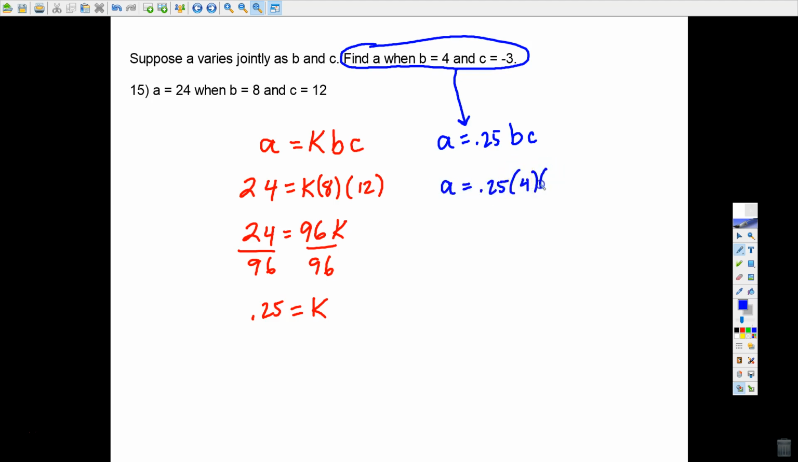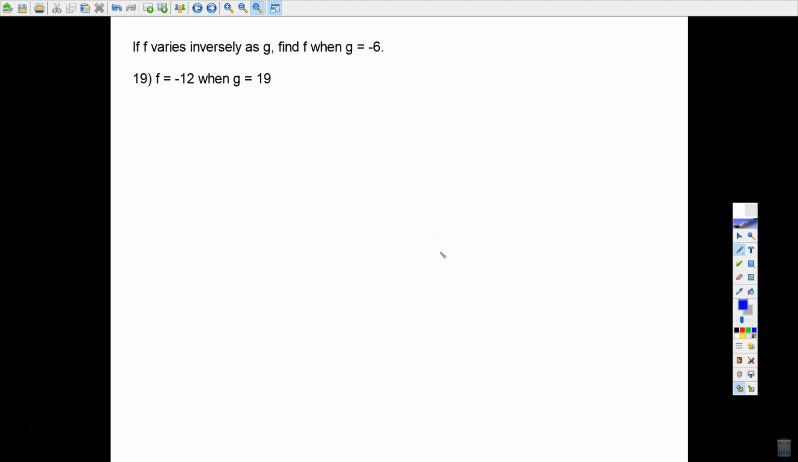B is 4, C is -3, and so you can basically grab your calculator if you need it, but it's -12 divided by 4, and so we end up with our answer. A is -3. All right, very good. Let's try in the next block of problems.